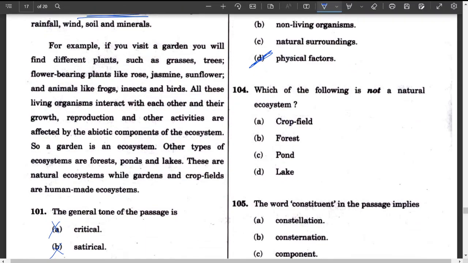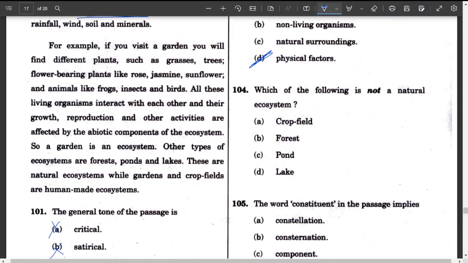Which of the following is not a natural ecosystem? You have to find which is not natural. For example, if you visit a garden, you will find different plants such as grasses, trees, flower bearing plants, rose, jasmine, sunflower, all these living systems interact with each other. So find out which is not a natural ecosystem. Okay, can we go with that?